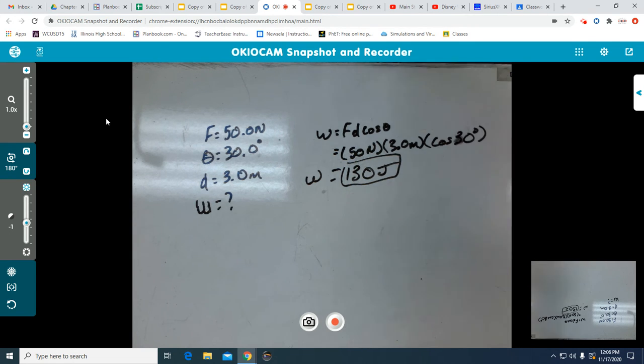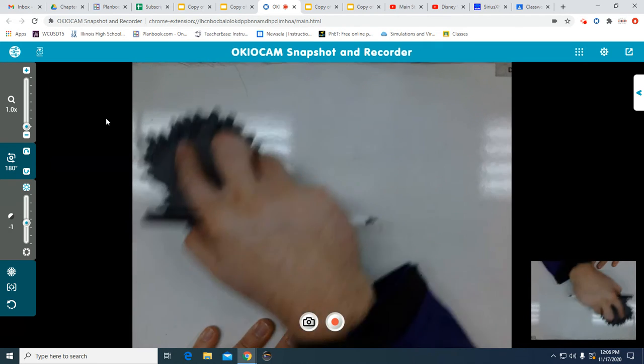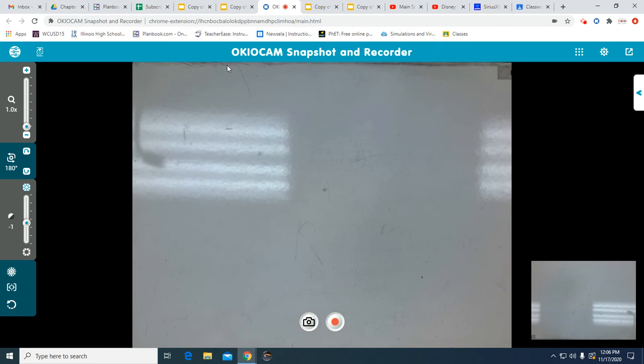Pretty simple, pretty straightforward. Now let's go to another example where it's going to be multi-step, okay?